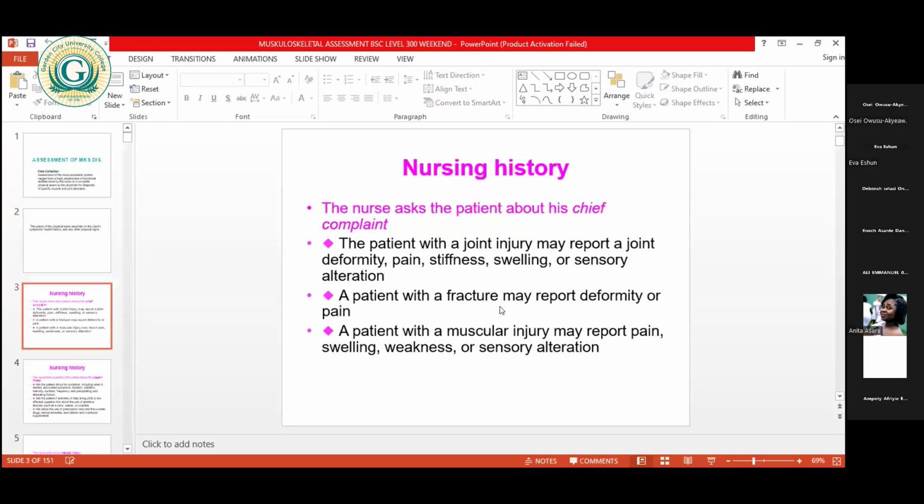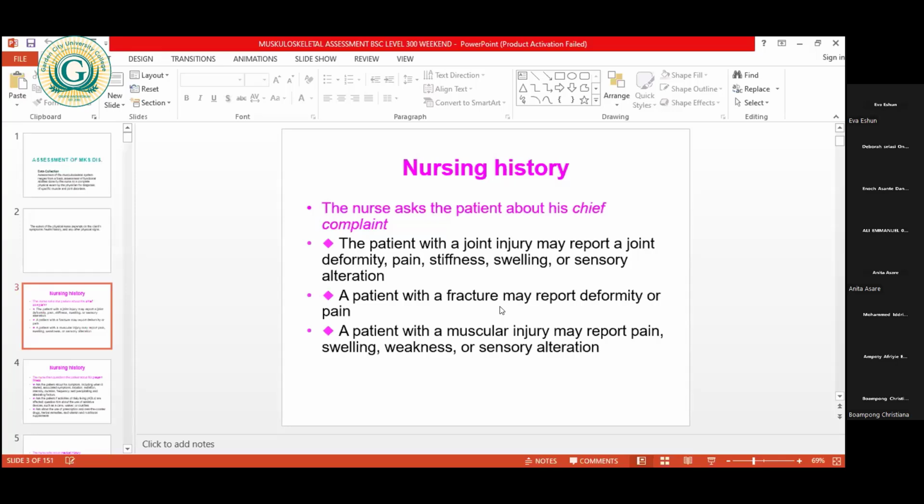As a nurse, you are going to take your history, just as the medical officer on the ward will take a history from the patient. When the nurse is doing an assessment, you also need history taking. So the nurse asks the patient about his chief complaints or cardinal signs. In other words, you ask the patient, what is really bothering you? Tell me, what really brought you here to this facility? So that's the chief complaint.